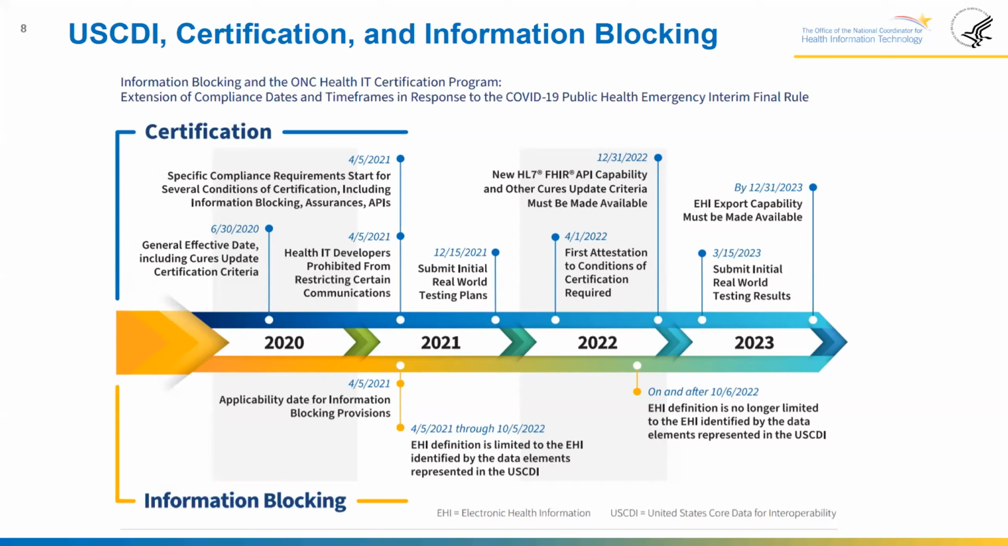On or after April 5th of 2021, so just a couple weeks from now, an actor must respond to a request to access, exchange, or use electronic health information with, at a minimum, all requested data elements that are part of USCDI. The next date is October 6th of 2022. At that point, the definition of what must be included in an information request is expanded from the USCDI definition to the greater definition of EHI, or electronic health information, as defined in section 170.102.